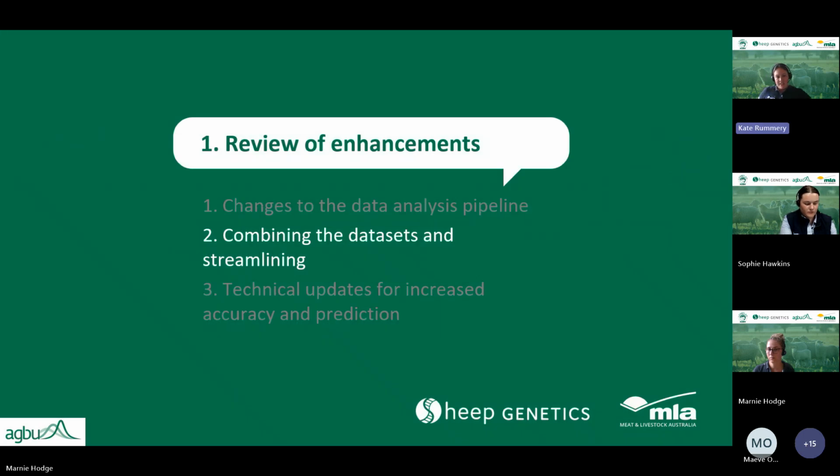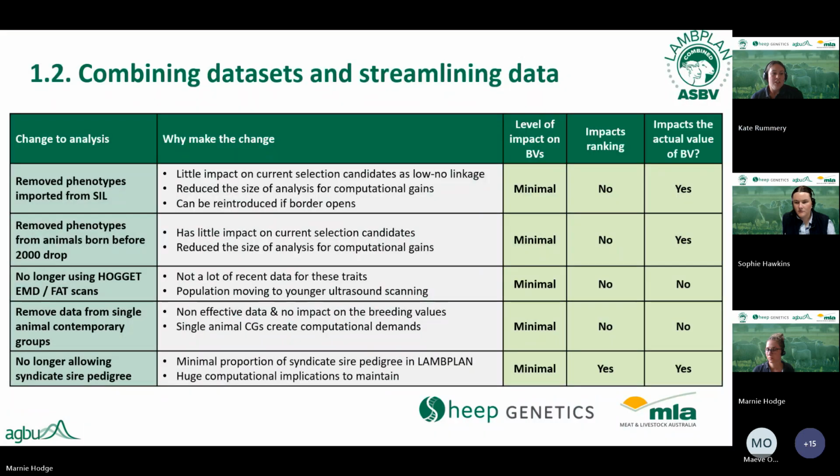The second part of this is the combining of the data sets and streamlining the data, and this will have a bit more of an impact. In the first two points here, we are removing some data. The two bits of data that we're removing are the phenotypes that we have used from the SIL evaluation, that's the New Zealand evaluation, and also the phenotypes prior to 2000. It's important to note that we're not removing pedigree information. Pedigree stays in place. We're just removing phenotypes.